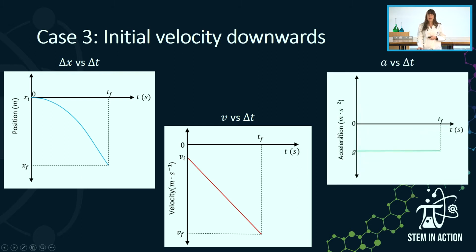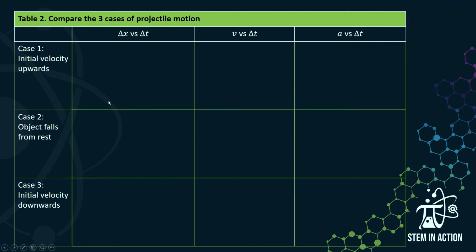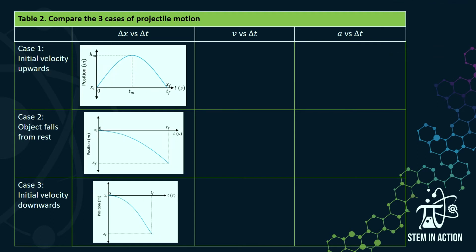Finally, we can have a look at our acceleration in this case. Again, we are still dealing with projectile motion, and our acceleration is still 9.8 meters per second squared down. So just to summarize all of that, for our position versus time graph, we can see how it changes. We notice that we're always getting a curved graph.